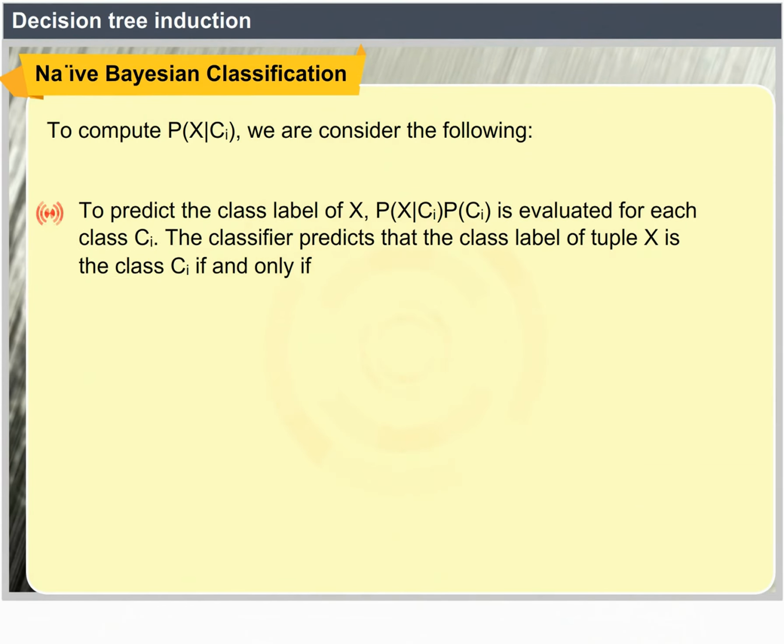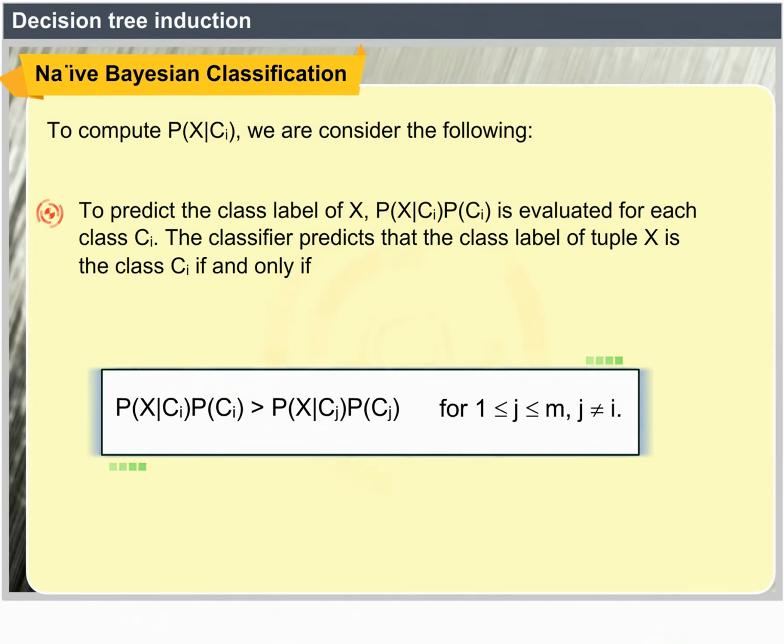To predict the class label of x, P(x|Ci) P(Ci) is evaluated for each class Ci. The classifier predicts that the class label of tuple x is the class Ci if and only if P(x|Ci) P(Ci) is greater than P(x|Cj) P(Cj), for j lying between 1 and m, and j not equal to i.